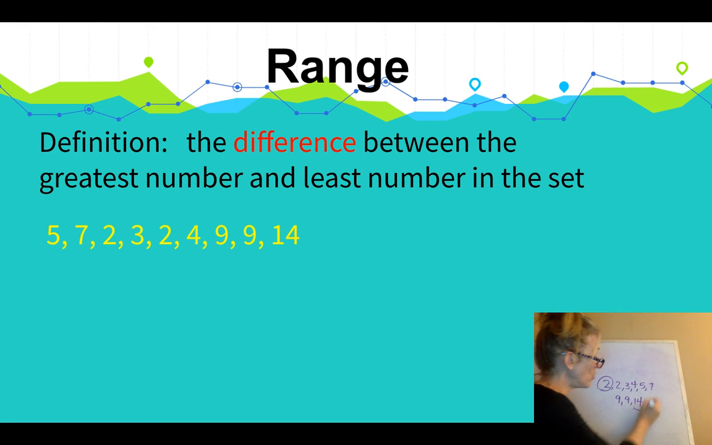and you're going to circle your highest number, and then it becomes a subtraction problem. So you're going to take the biggest number and then subtract your smallest number, and that is your range. So in this data set, my range is going to be 12.